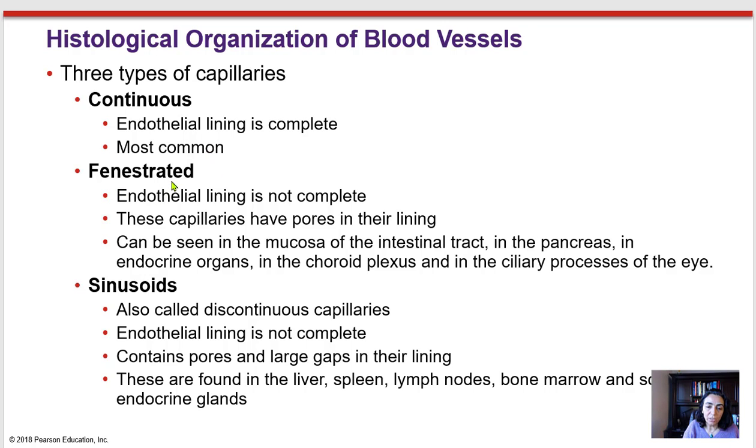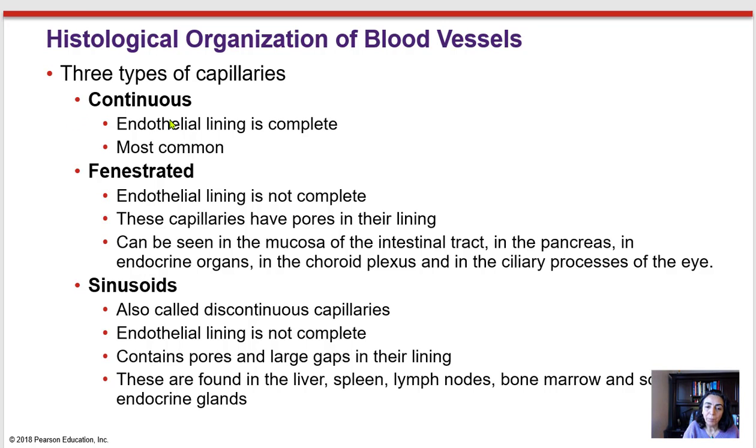The second type, fenestrated capillaries, have an endothelial lining that is not complete. Here we have some pores in the capillary lining. Pores are simply small holes, so that some bigger material can pass through them.